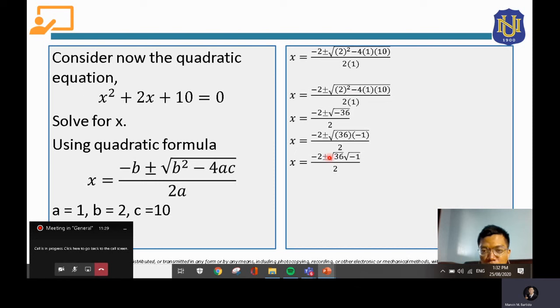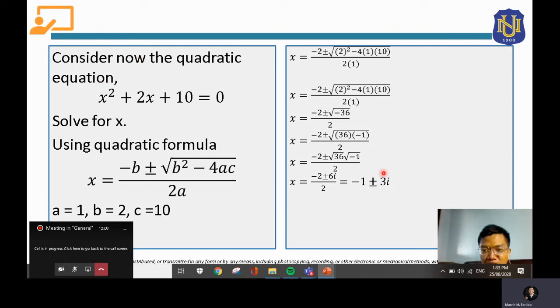As we know, the value for square root of 36 is just 6, and the value for square root of negative 1 is i. Simplifying this further, this will be x equal to negative 2 plus or minus 6i over 2. We can simplify this further by factoring out 2, so it will give you negative 1 plus or minus 3i. So these will be the values of x for this quadratic equation.